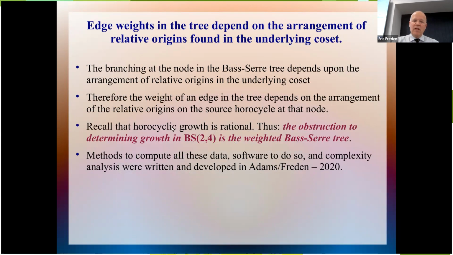So the obstruction determining growth in BS24, whether it is your modified convolution work, and if I didn't have to worry about this, if this tree was regular, then we can do these things. So the problem is this weighted Baumslag tree, right? So I've got some software I'd like to demo here.